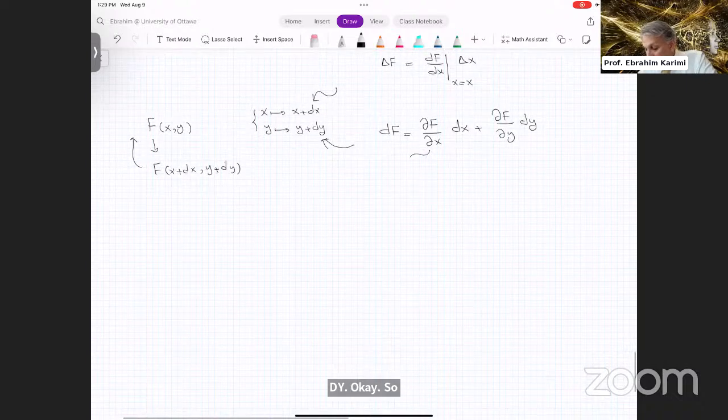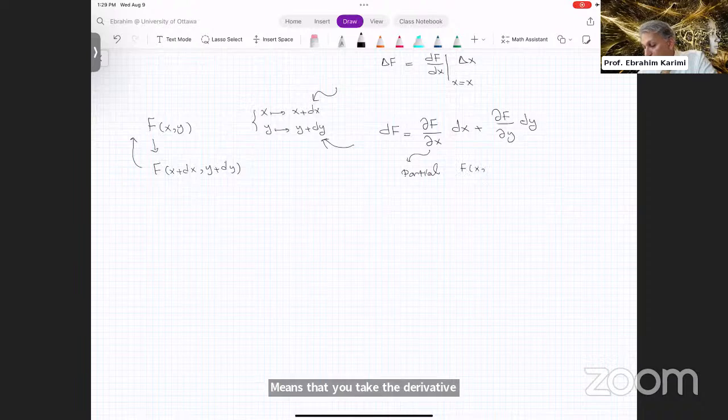And remember, when we use the word partial derivative, it means that you take the derivative of f only with respect to that specific argument, which is x. Okay? And in LaTeX, by the way, they use the word "partial".